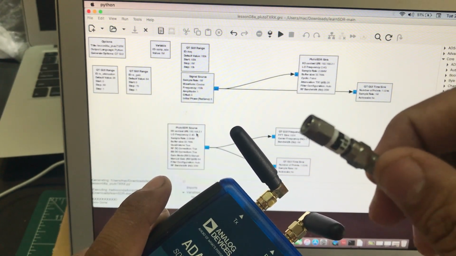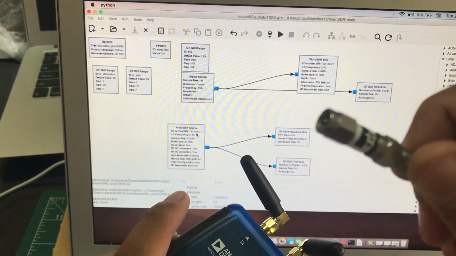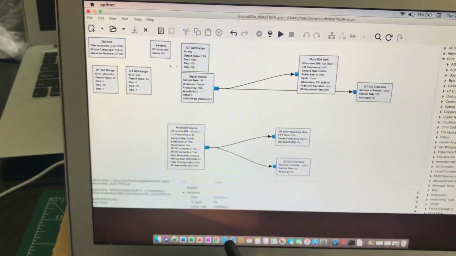So this is just a basic simple way of checking to see if my attenuators are working or not in the absence of VNA and other devices. Alright, so I'm just going to simply run this flow graph.